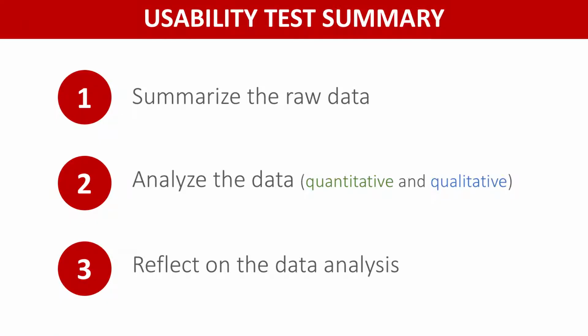The 3 steps of our usability test summary are: 1. Summarize the raw data. I'll show you 2 ways to display raw data for your reports. 2. Analyze the data. We will then discuss how to conduct very high-level analysis of both quantitative and qualitative data. I've color-coded these slides to differentiate the 2 types of data. Green is for quantitative and blue is for qualitative.